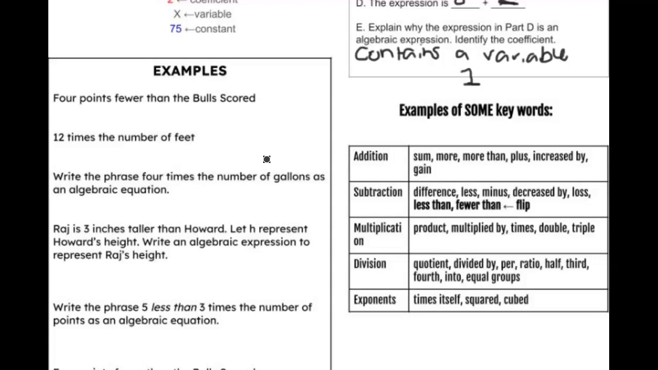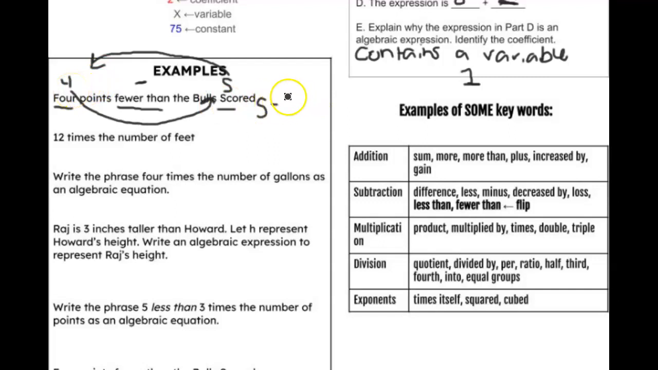First, we're going to read it. 4 points fewer than the Bulls scored. So the number I have is 4. So I'm going to write 4 above it. Fewer than means I'm subtracting. And I'm going to pick S for scored. Now, fewer than. If I look over here, it says fewer than flip. That means we're going to take our variable and our number and flip them around.